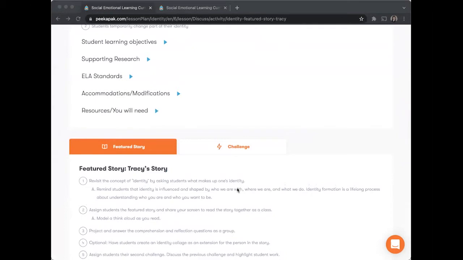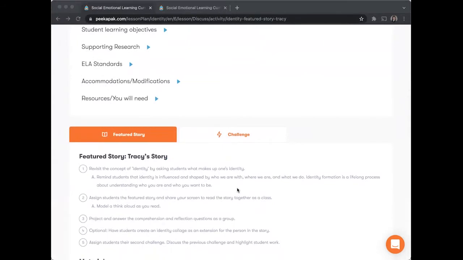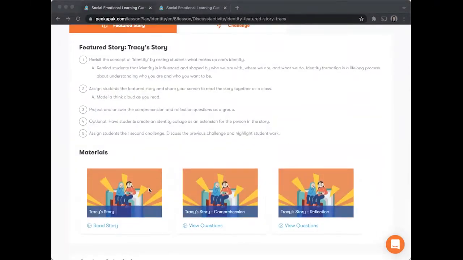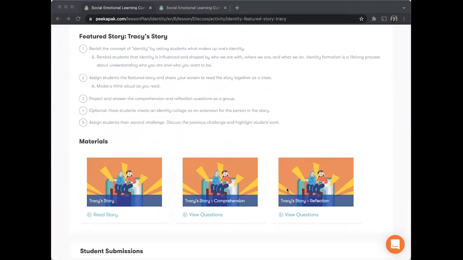And the teacher really has the opportunity here to model the read aloud and how they're thinking about connecting the story with this skill. In every single story, there will also be comprehension questions and reflection questions. So comprehension questions are ELA based, they are multiple choice, and the reflection questions are open-ended, and they really connect lesson 2 to this lesson where they are going to be applying the skill to the story.